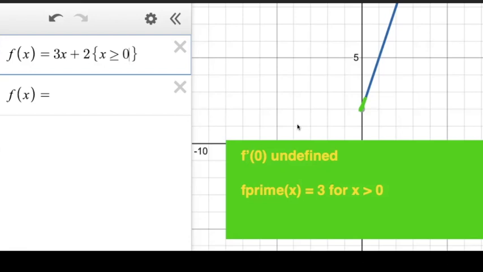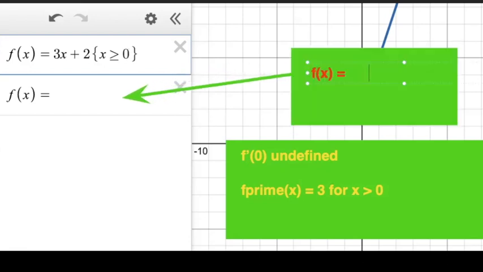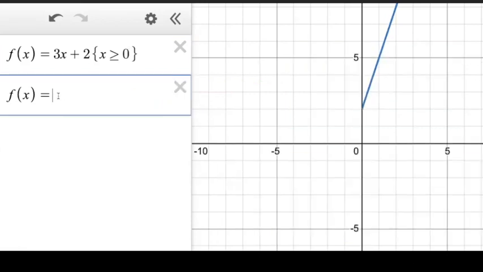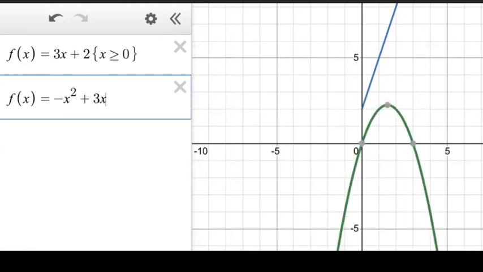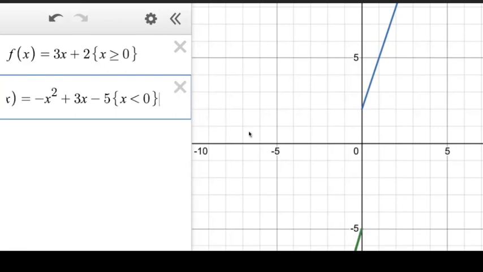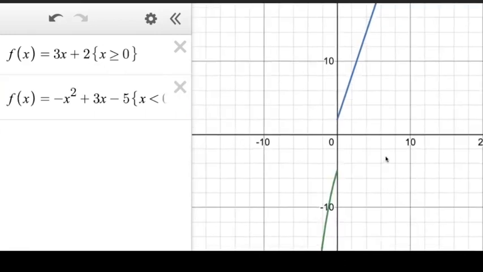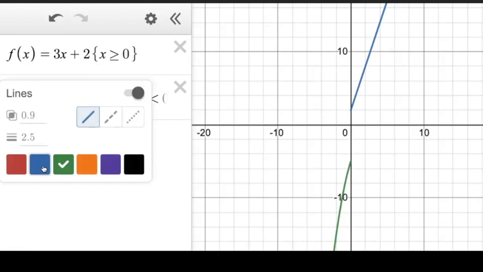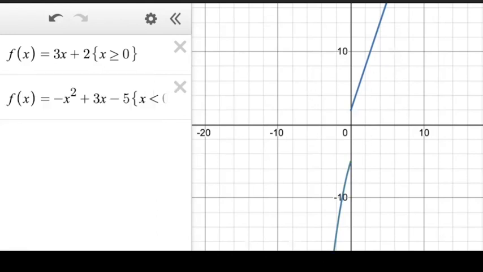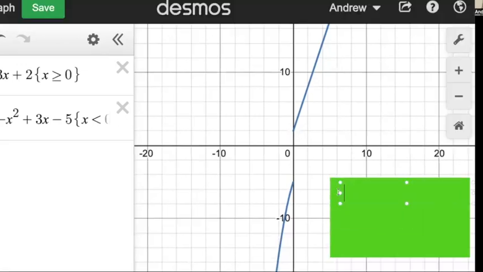So I'm asking you, can you make this function have a different piece? Like, what formula do you want to give this for x less than 0? Negative x squared plus 3x minus 5. And we're going to make that be the formula for x less than 0. So this is a piecewise function, and this graph is the graph of the entire function now. Is it true that f of 0 is defined? Yes, f of 0 is defined. f of 0 is going to be 3 times 0 plus 2.